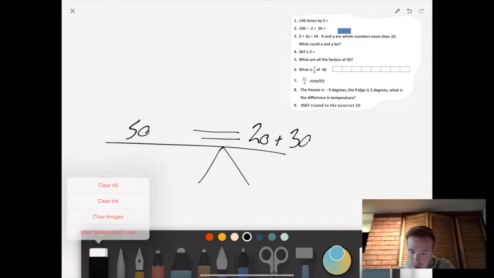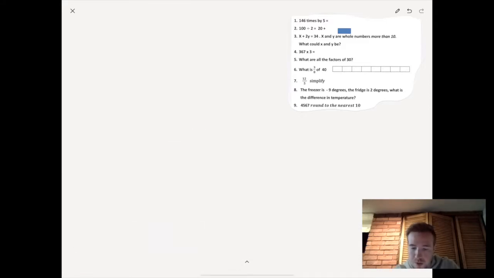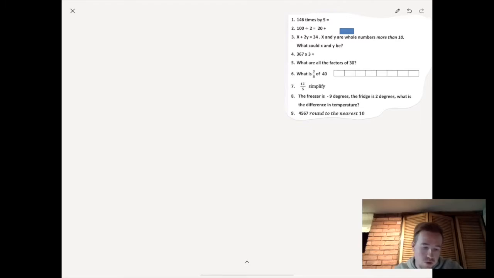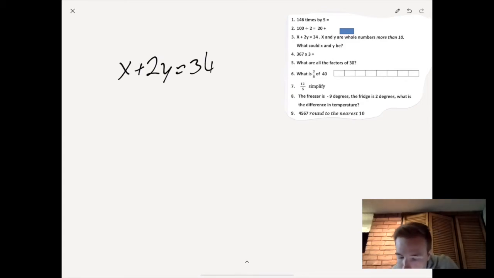Number 3, bit of a tricky one, this one. x add 2y is 34, so I'll talk you through it. x add 2y is 34, so what it means is x and y are whole numbers more than 10. What could x and y be? The video that I've already recorded and lost, I did trial and error on this method, so I'm not going to do it again because I'd be pretending to do trial and error.